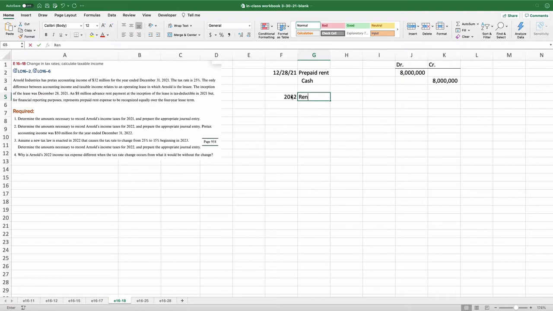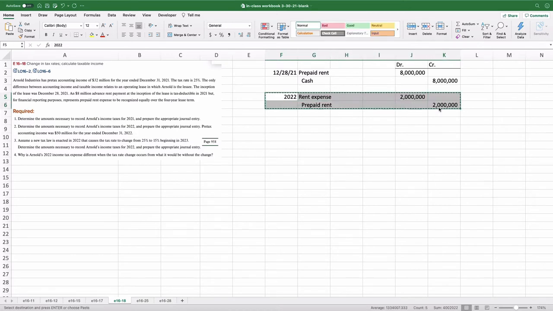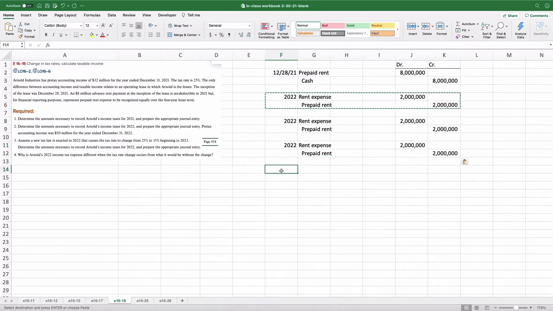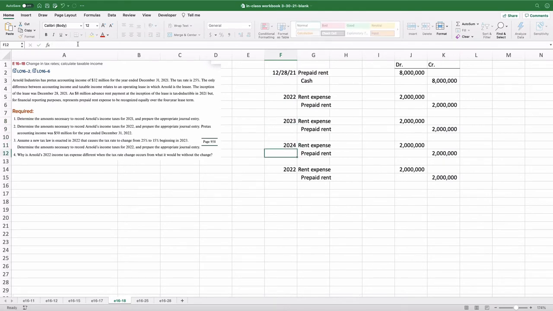We're going to have a debit to rent expense and a credit to prepaid rent, and this is going to be for book purposes only, $2 million and $2 million. That's for 2022. We'll do it again in 23, 24, and 25. Those are the journal entries for GAAP purposes that are causing what we refer to as a temporary or timing difference.